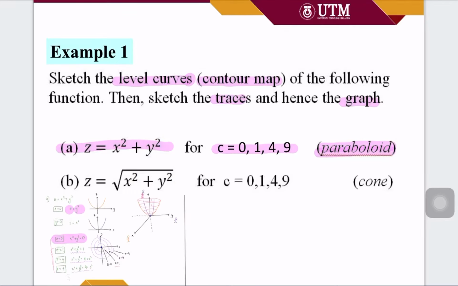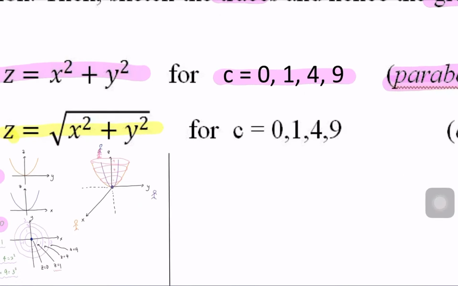Okay, so now let's look at the next example, which is z is equal to the square root of x squared plus y squared. And we want to have the values for c equal to 0, 1, 4 and 9. Of course, let's try to make it bigger.